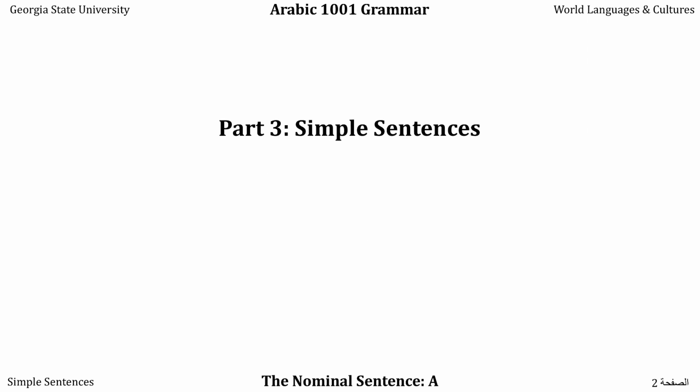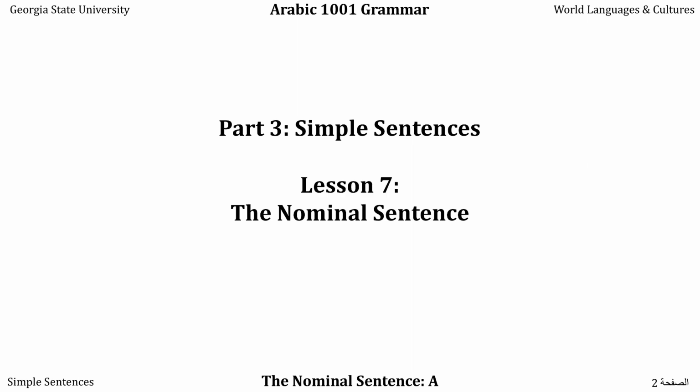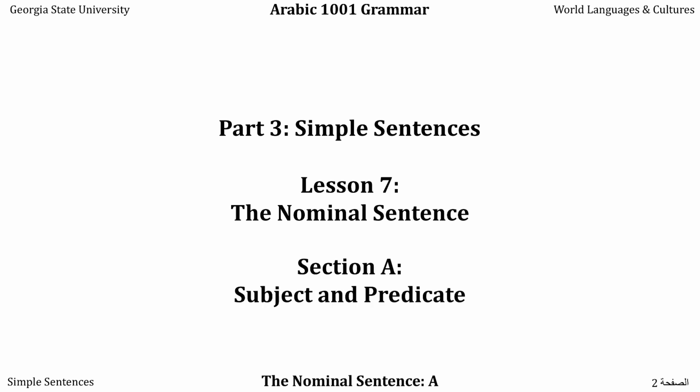In this third part of the course, we are addressing simple sentences. In this lesson, we will talk about the nominal sentence, or al-jumla al-ismiya in Arabic, and in this first part of the lesson, we will talk about subject and predicate.